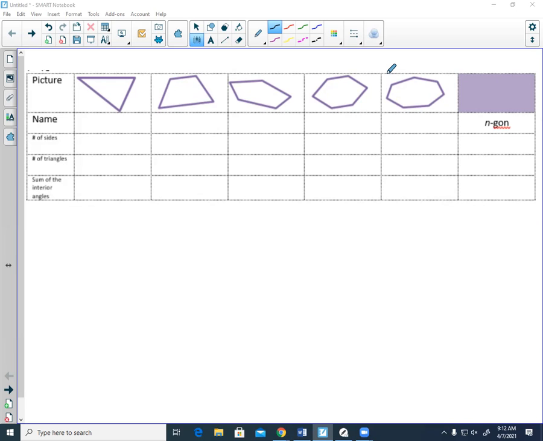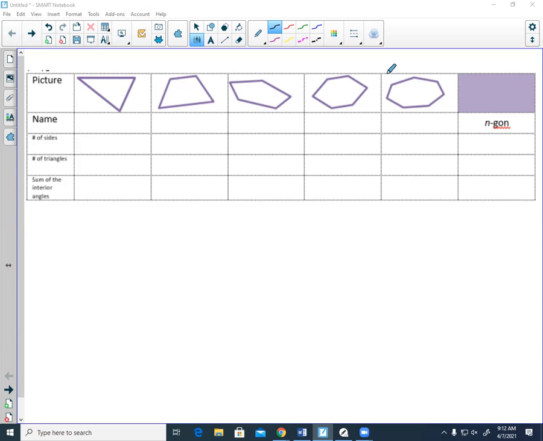I can tell you right now there's 360 degrees inside a quadrilateral. I can tell you that there's 720 degrees inside of a pentagon. But the thing is, it's really tough to keep memorizing those numbers. So the way that we're going to work through it is we're going to figure out the formula that will produce how many degrees are inside each of these figures.